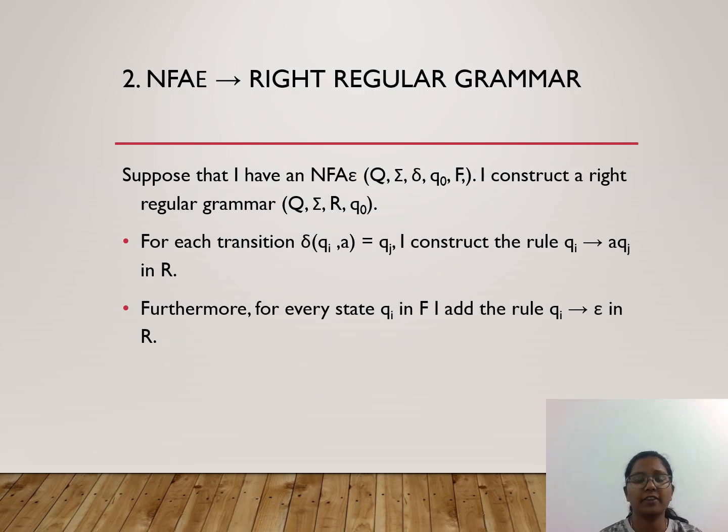Now let us see NFA epsilon to right regular grammar. Suppose that I have an NFA epsilon which includes the states Q, sigma, delta, Q naught, capital F. I construct a right regular grammar Q, sigma, capital R, Q naught. For each transition delta of Q and small a containing Q prime, I construct the rule Q tends to a Q prime in R. Furthermore, for every initial state that is final, I add a rule Q initial tends to epsilon in R.